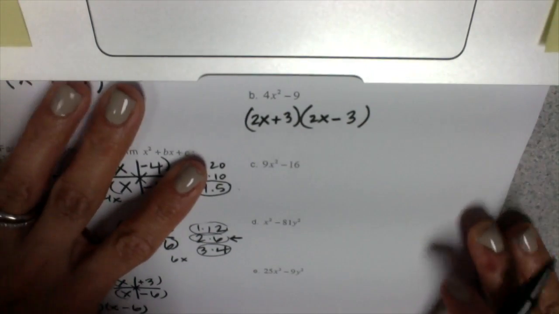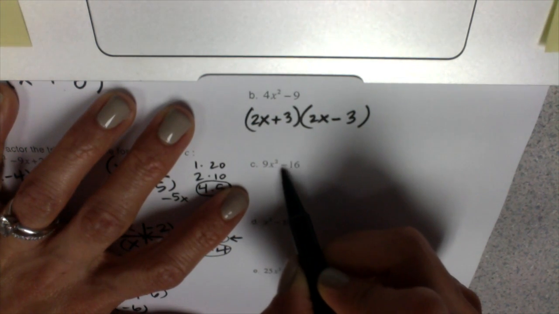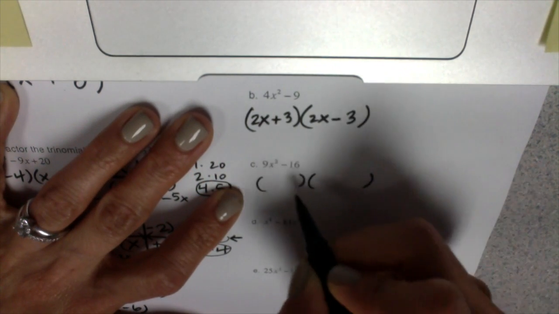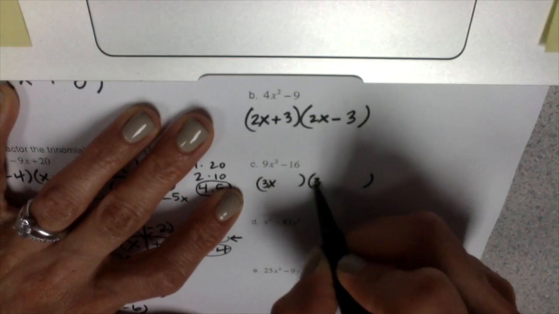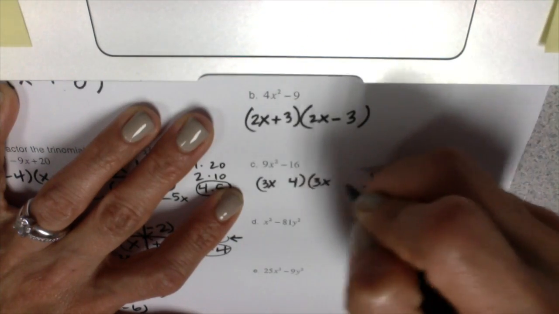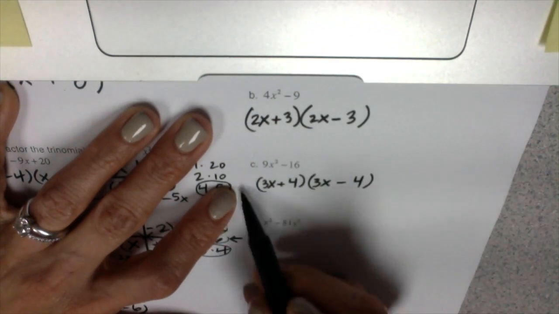So let's continue that pattern. You have 9x squared and 16 with a minus. This is a difference of squares. So we'll do, again, what times itself gives you 9x squared? That would be 3x and 3x. What times itself is 16, so we'll go 4 and 4. Then you just do 1 plus, 1 minus, and there's your answer.